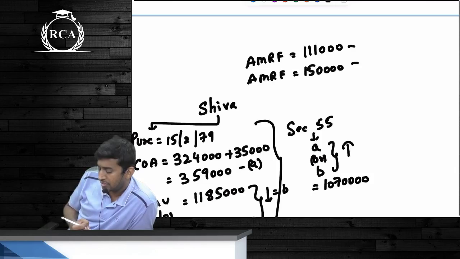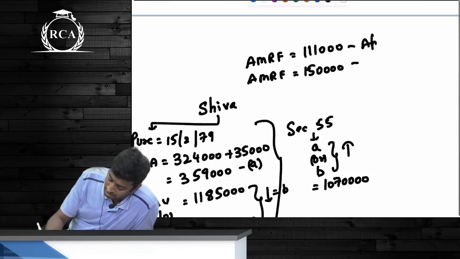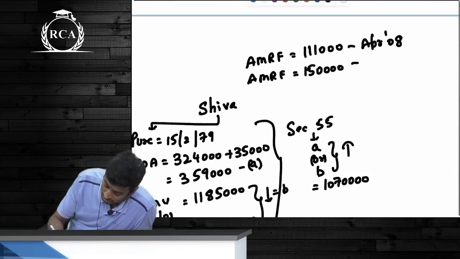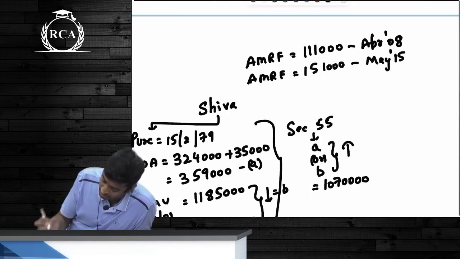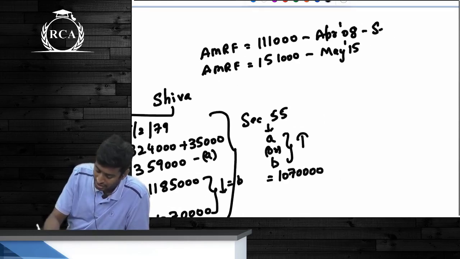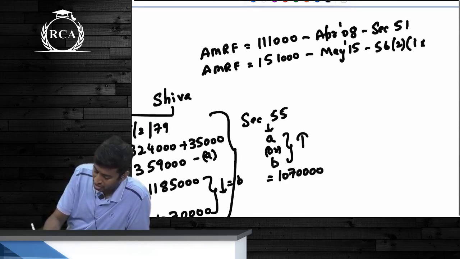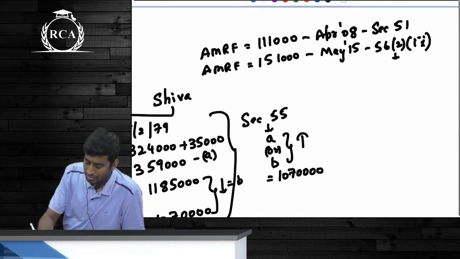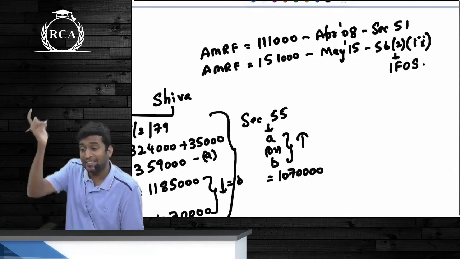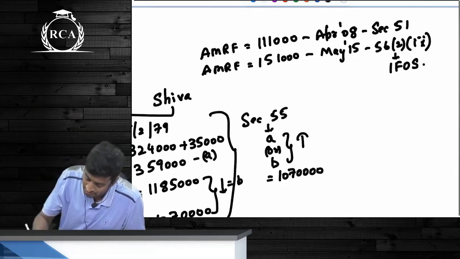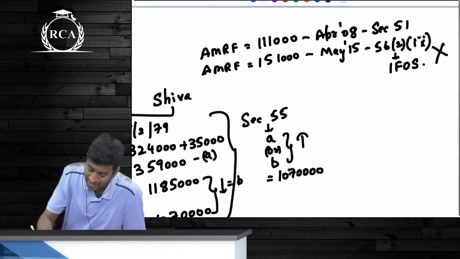First one, April 2000. First one is 1,11,000. Second one, month or date, May 2015. Clear? For this one section 51, for this one section 56(2)(ix). This will be taxable under IFOS in that year only. So this we will not consider in the current problem.